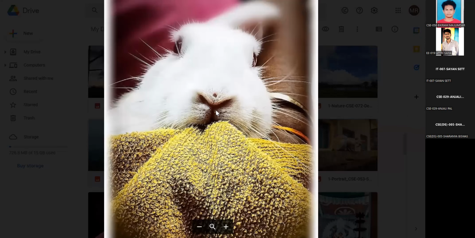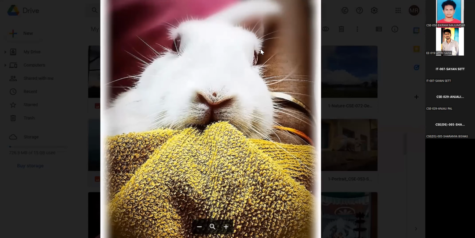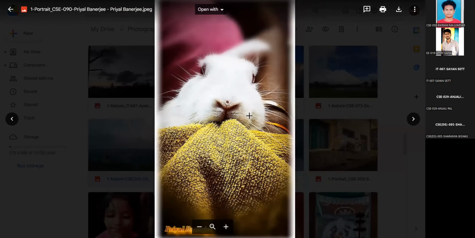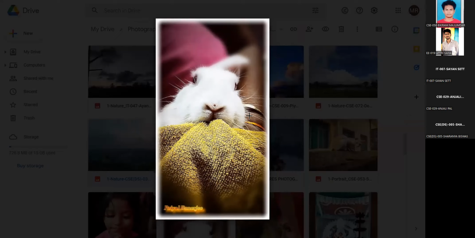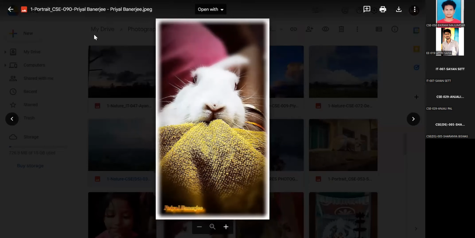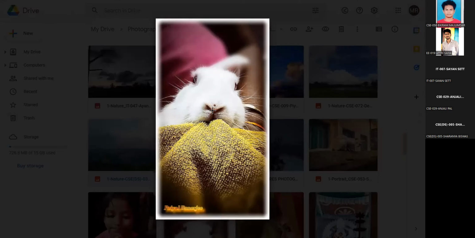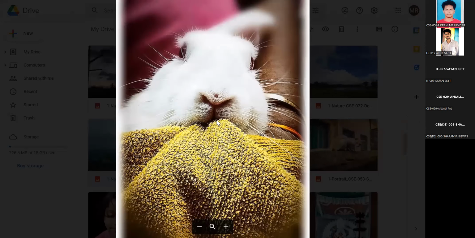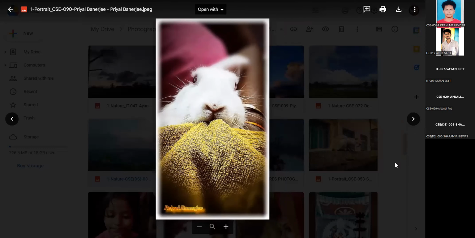Fantastic. I must say it is a fantastic picture. But why is it edited? I said not to edit the picture. Whose picture is it? Priyal. Am I right? Priyal Banerjee. Yes, sir. Okay. You have given a highly edited picture. The picture object is okay, but whether this edited picture will be accepted or not, I don't know.